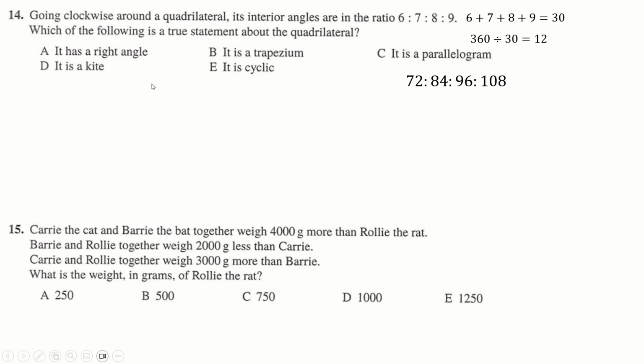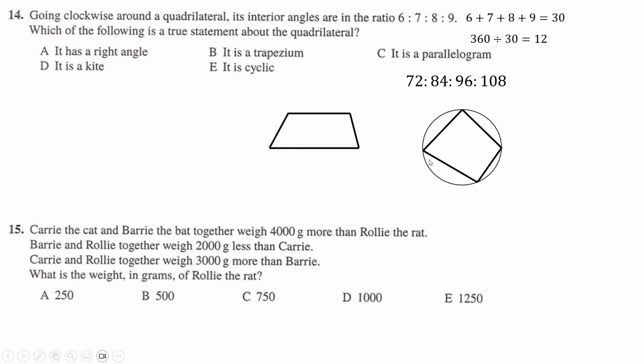None of them are the same, so it can't be a kite or a parallelogram. Kite has opposite the same, so does a parallelogram. It doesn't have a right angle, obviously, so they're all out. What about these 2 here? Well, trapeziums do have 2 angles that add up to 180 and 2 over here as well, because they're co-interior. Cyclic also have 2 angles, this time opposite, that add to 180.